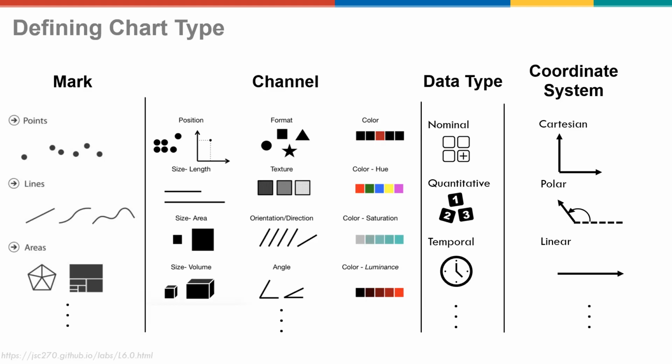First, we review data visualization taxonomies and define a chart type as a unique combination of mark, channel, data type, and coordinate system. For example, a typical bar chart has bar as its mark. It has two channels, position and length, which respectively encode a nominal and a quantitative data. Lastly, a bar chart has a Cartesian coordinate system.